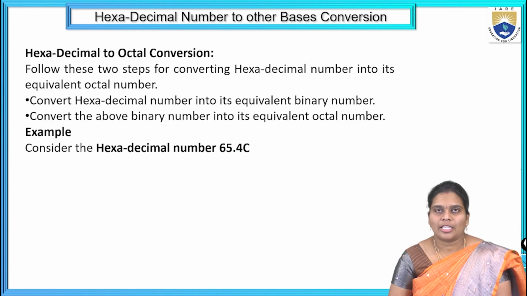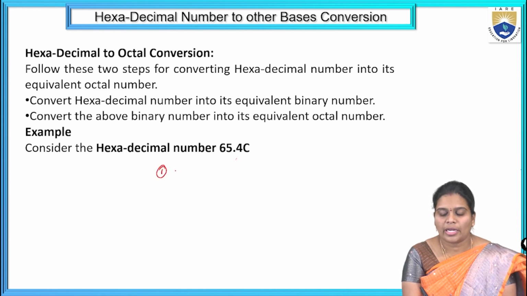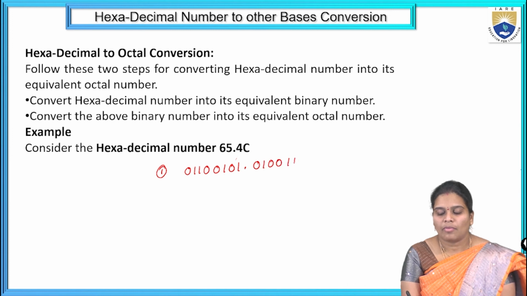Next one is the hexadecimal to octal number system. Here also it is the same procedure. First, convert the hexadecimal number to the binary number system. Second, convert the binary value to the octal number system. In the first step, we write the equivalent binary values using 4 bits: 0110. Next is 0101 point 0100 1100.